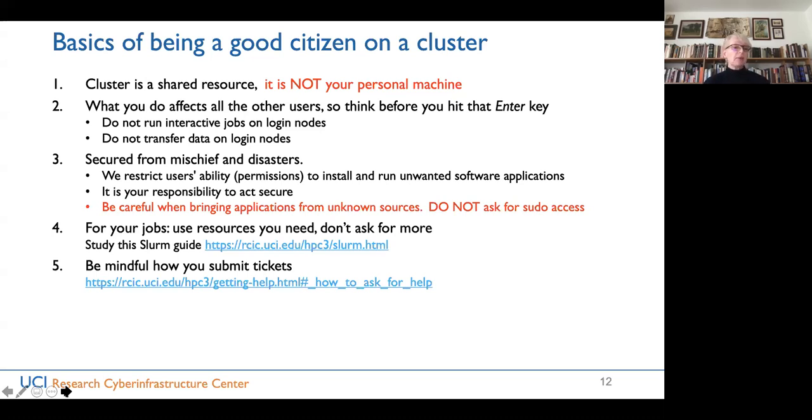And that usually happens when someone decides to run an interactive job on login node, which we ask users not to do because obviously login nodes are for login and for job submission, but not for running interactive programs. We also ask not to transfer data on login nodes. There was a specialized node created for that. And we ask users not to bypass the scheduler. What do we mean by that?